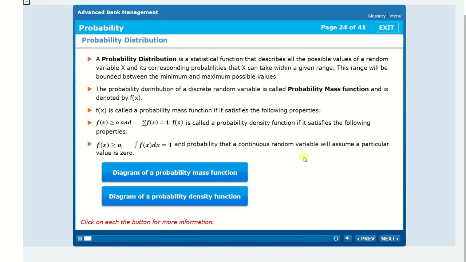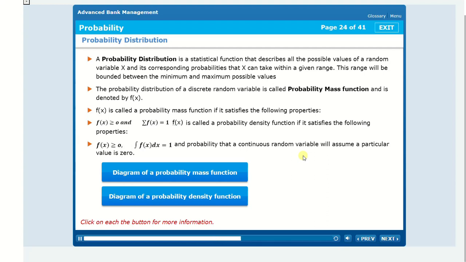Probability distribution. A probability distribution is a statistical function that describes all the possible values of a random variable X and its corresponding probabilities that X can take within a given range. This range will be bounded between the minimum and maximum possible values. The probability distribution of a discrete random variable is called the probability mass function, and is denoted by f of x. F of x is called the probability mass function if it satisfies the following properties: f of x greater than or equal to 0, and the sum of f of x equal to 1.